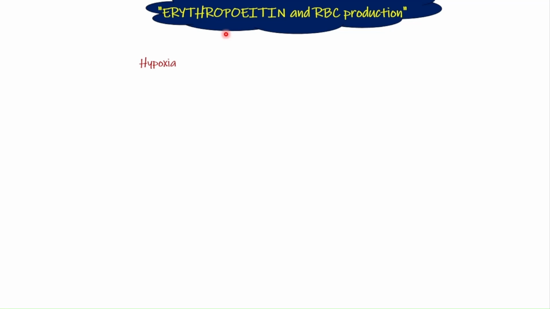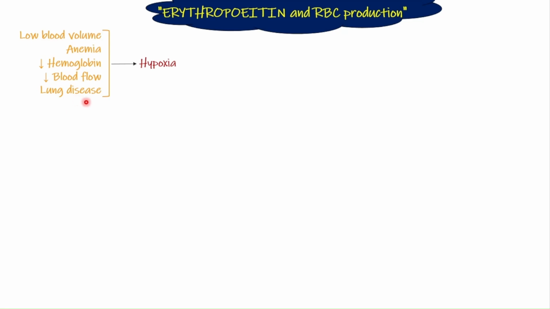So what are the conditions which can lead to hypoxia? These can be low blood volume, because of which there will be hypoxia in the tissues, or anemia, or decreased hemoglobin concentration, or decreased blood flow to the tissues, or any lung disease. All these conditions can lead to hypoxia.